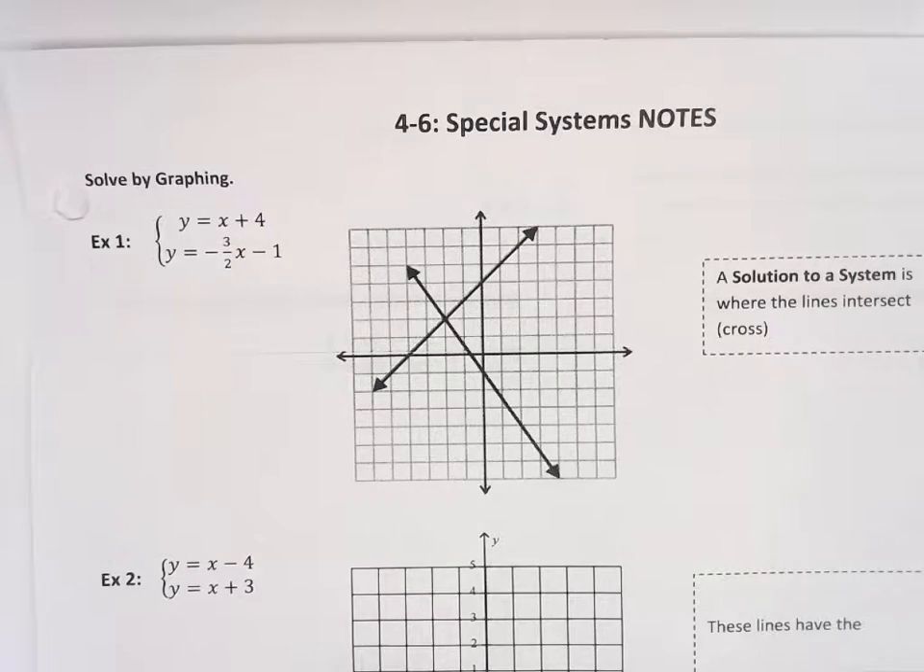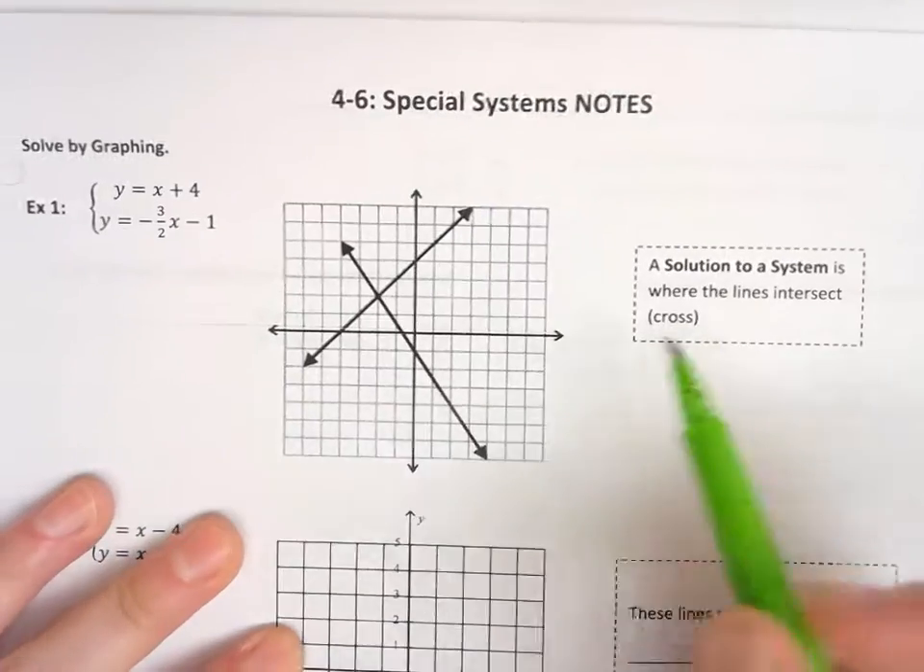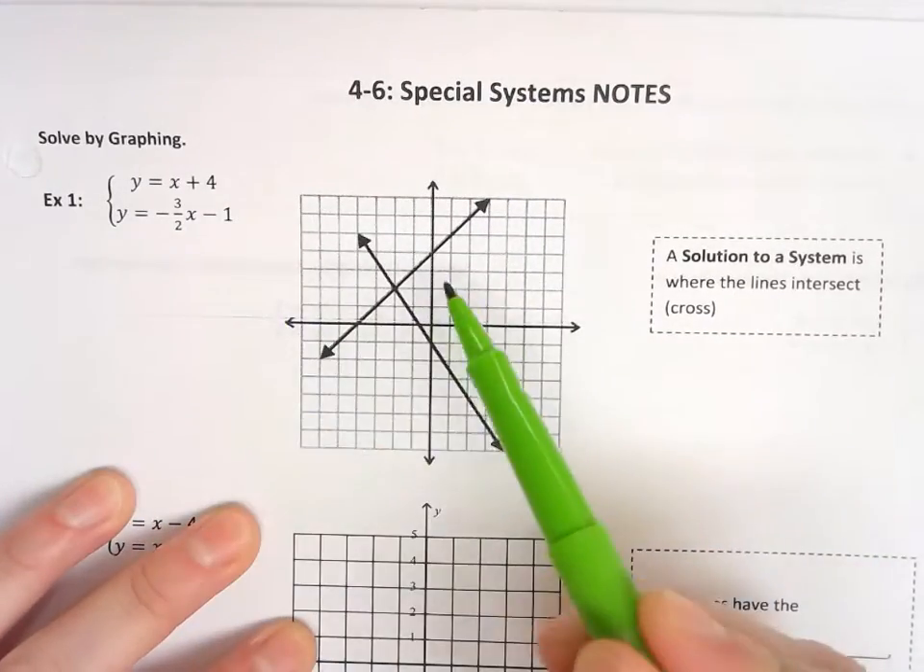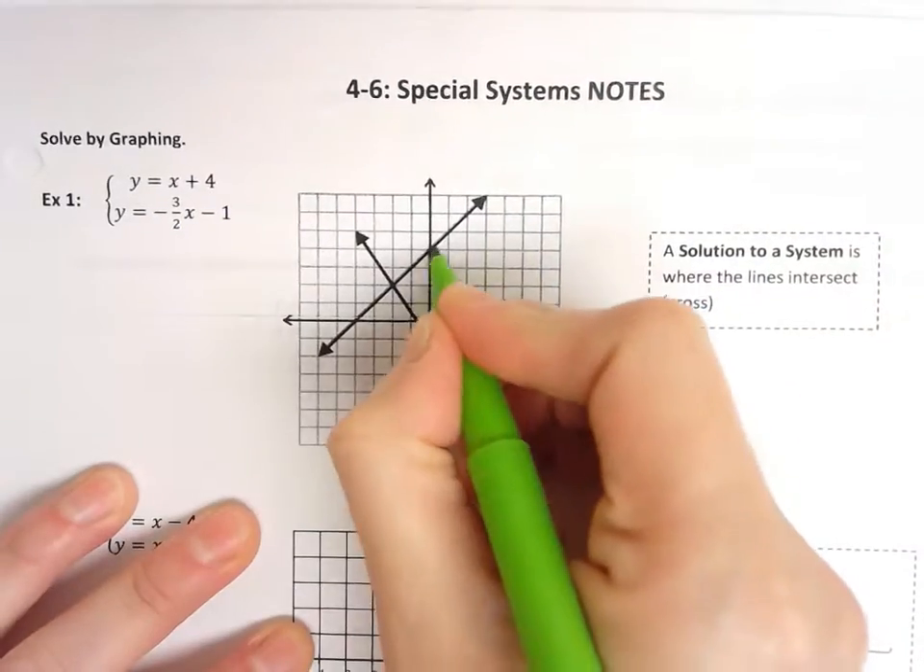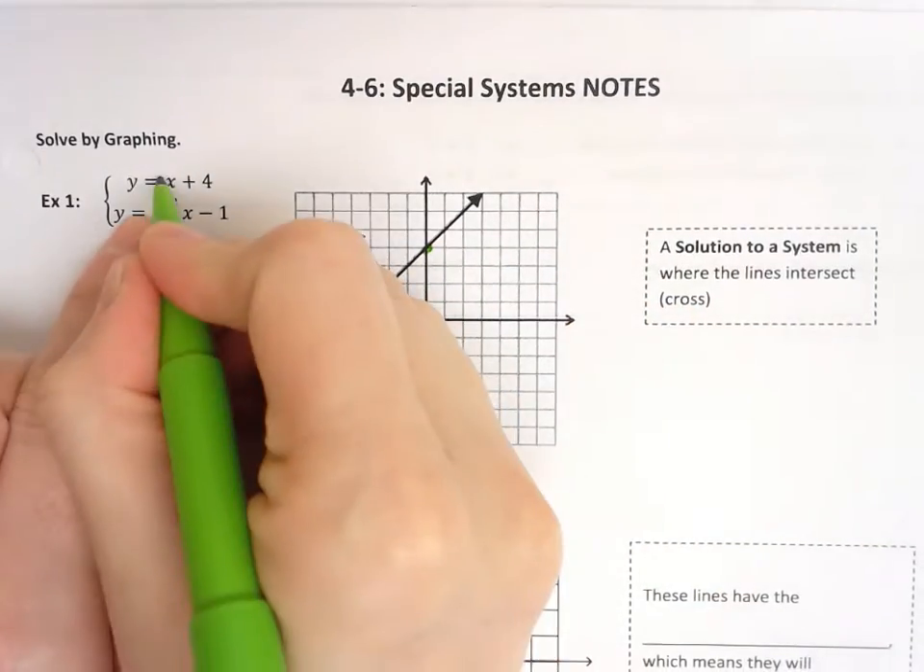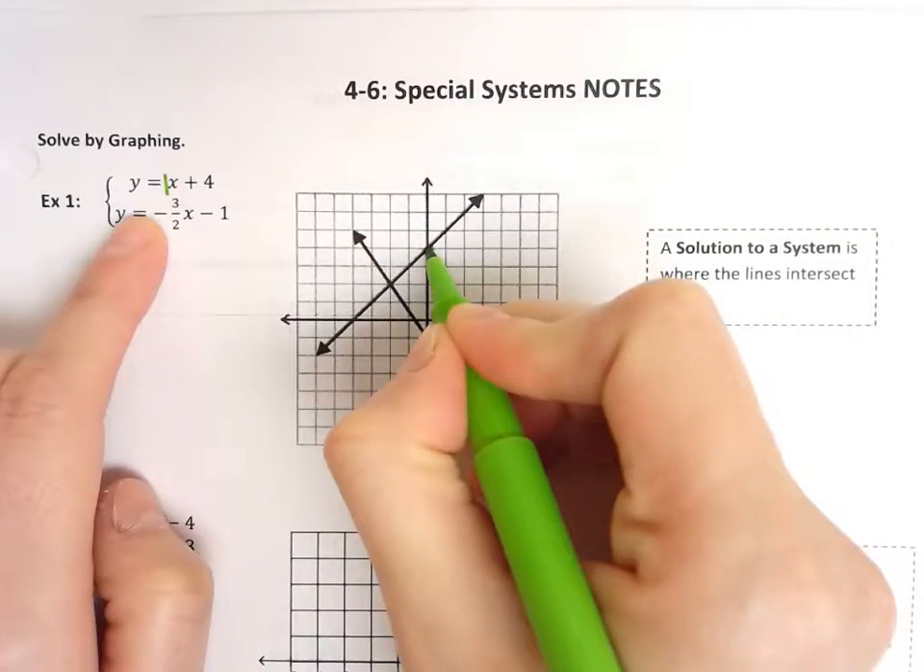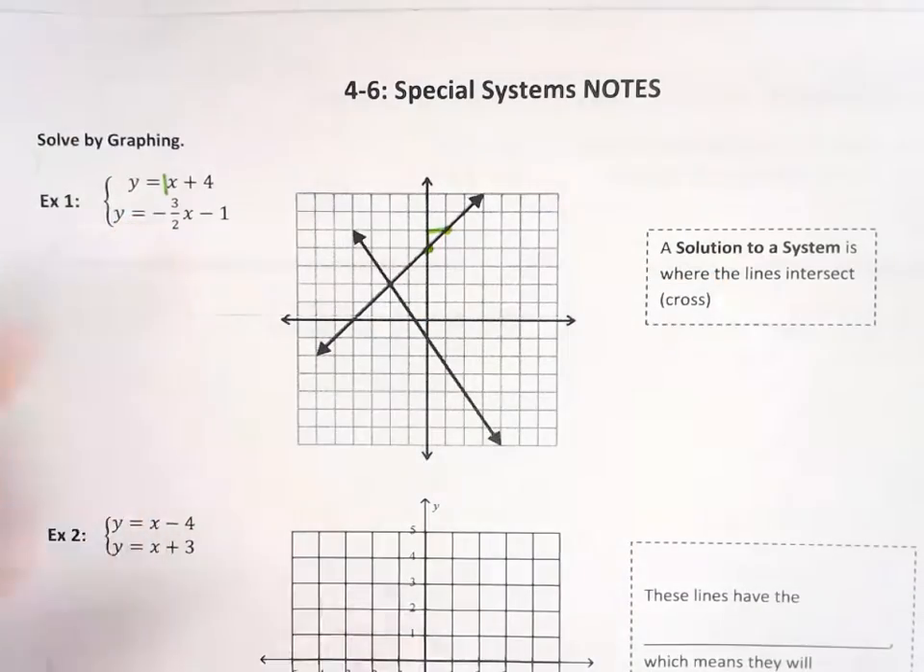4-6 Special Systems. Okay, just as a reminder, whenever you are solving a system by graphing, you would start at the positive 4, so I'm just going to graph this line. There's an imaginary 1 for the slope, so that means it's going up 1 and over 1, so that line has been graphed for you.